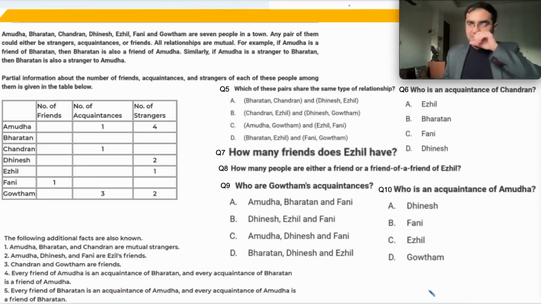Next set is a very unique kind of set. It's like we've never seen this kind before, and there are 6 questions to it. So let's get started.